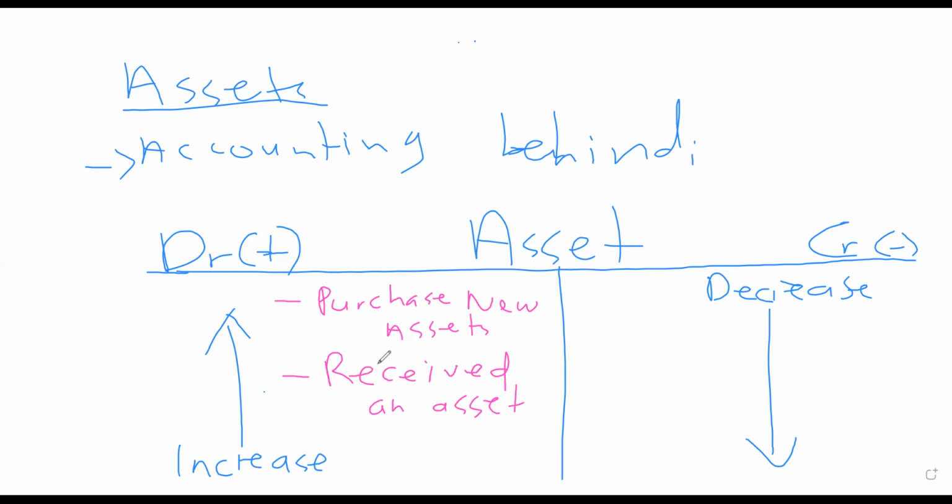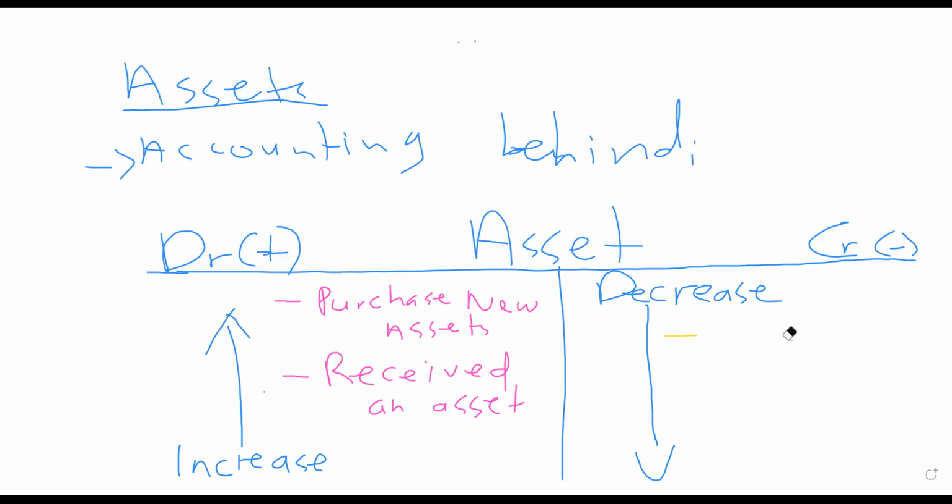Perfect. Then on the other hand, we want to deal with the circumstances which cause assets to decrease. Under what circumstances would we see assets decreasing? So assets would decrease, number one, when you sold an asset. Assets decrease when they are destroyed. It could be as a result of a natural disaster, or maybe it was a vehicle that got involved in an accident.